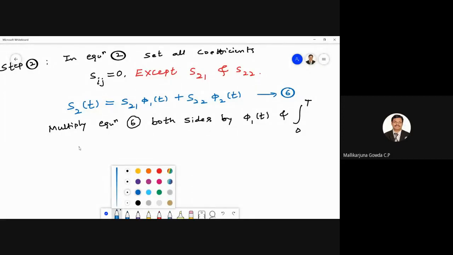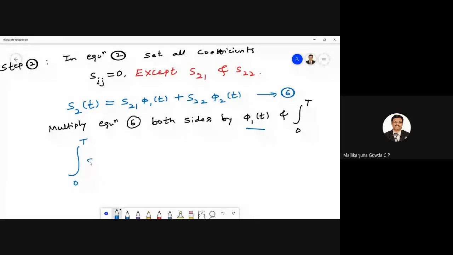So I wrote the statement here: multiply equation 6 on both sides by pi 1 of t, and then integrate over the interval t. Can you tell me what I can write for that? First I need to multiply this equation on both sides by pi 1 of t. So the first term is S2 of t into pi 1 of t into dt.